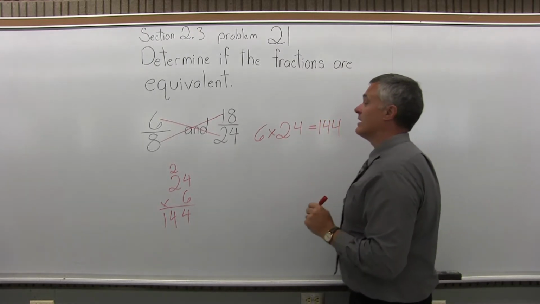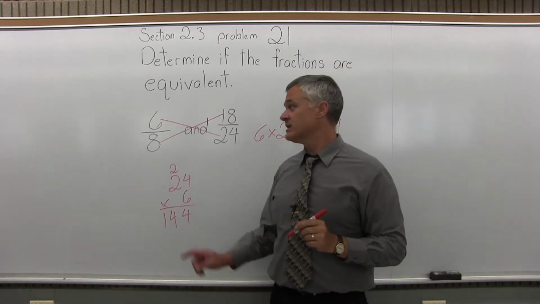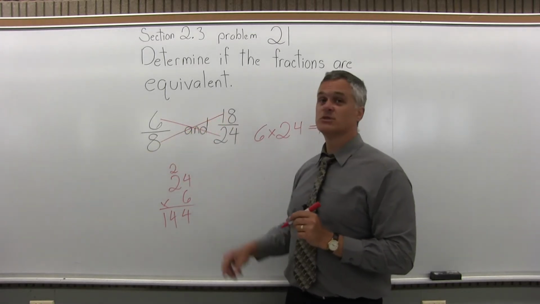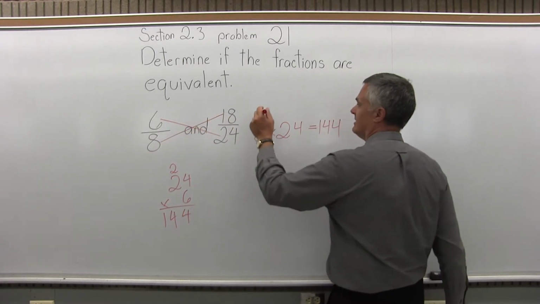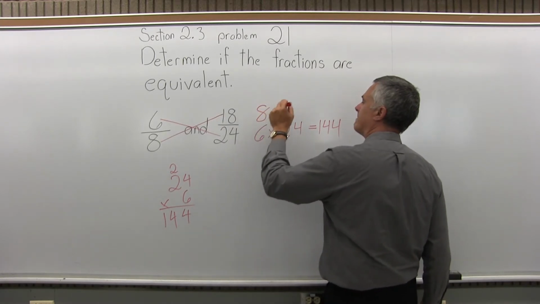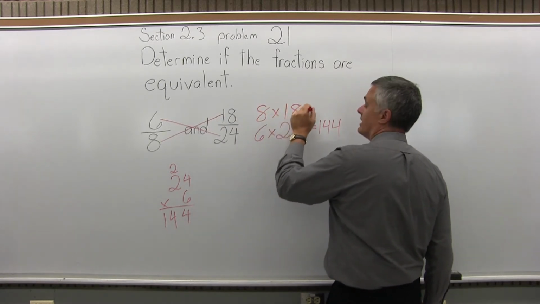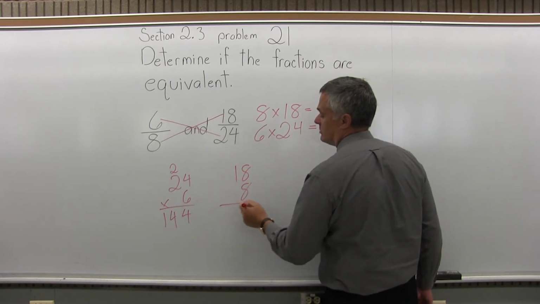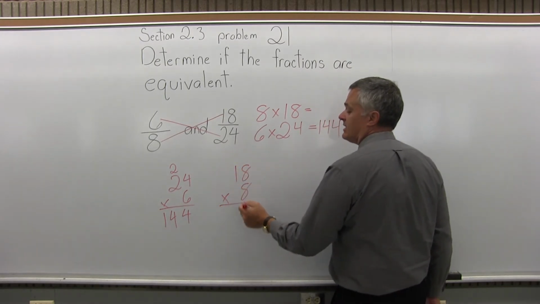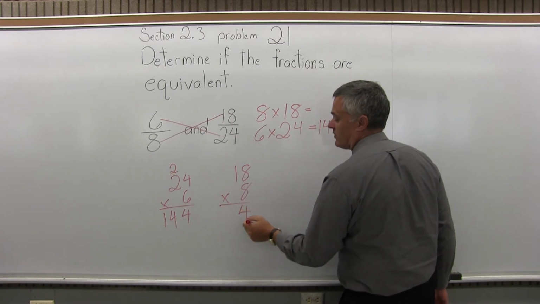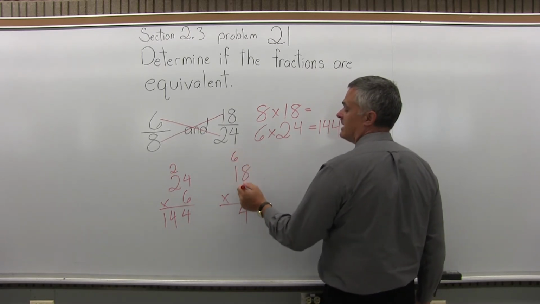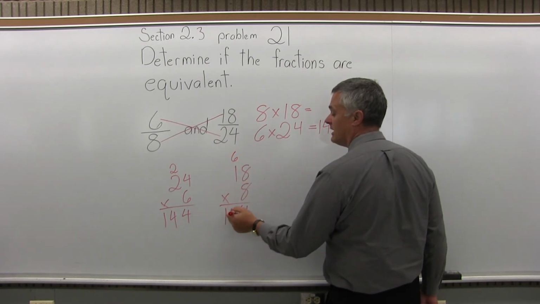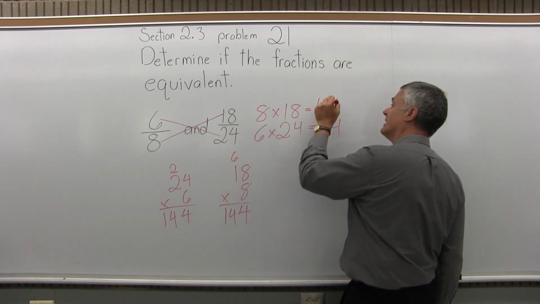And I'll see if I get a 144 again or something different when I multiply the denominator of the first fraction times the numerator of the second. 8 times 18. Now again, those are fairly large numbers, so you can multiply it out the long way. 8 times 8 is 64. Write the 4 from the 64, carry the 6. 8 times 1 is 8. 8 plus 6 more is 14, which is 144 again.